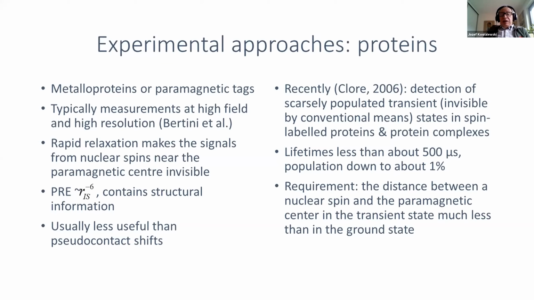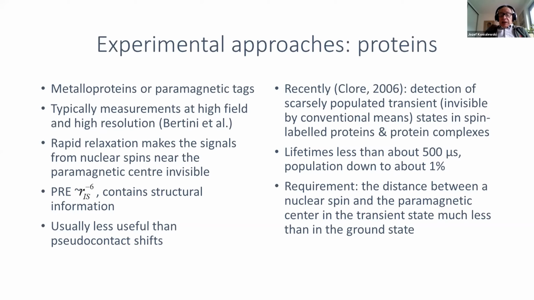There is also another property that you can measure in this kind of system, and this is pseudo-contact shifts. And usually, the pseudo-contact shifts are in fact a better source of information. Now, more recently, Clore at NIH proposed that one also could use this type of measurement to study sparsely populated transient excited states in proteins, conformational changes and things like this.